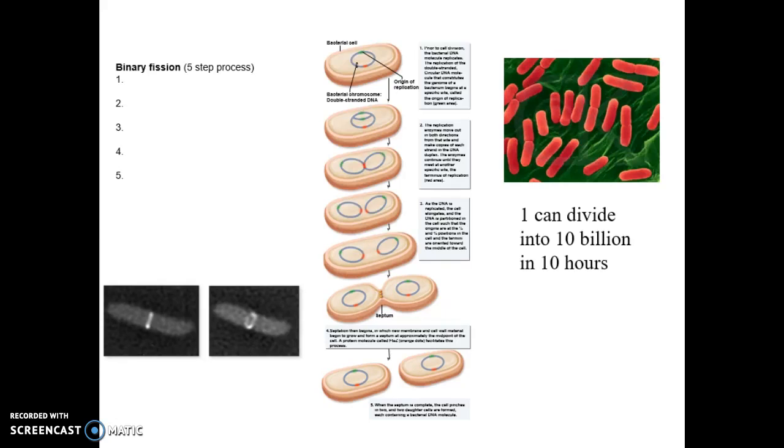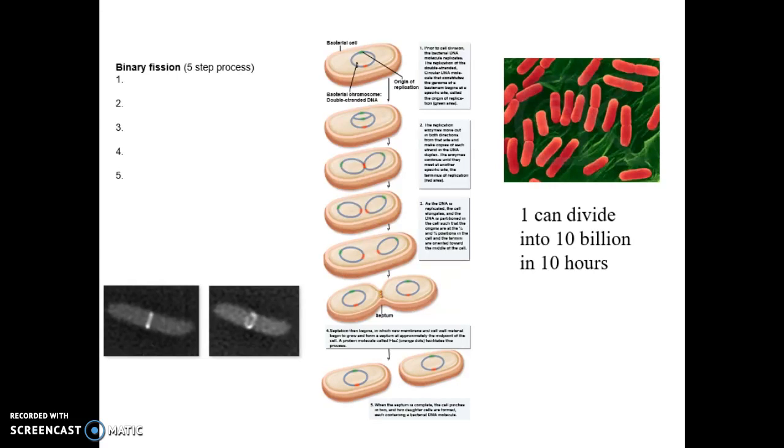As it elongates during the second step, it's starting to pull the DNA loops apart. As it moves to the third step, the DNA loops will actually split and get pulled to opposite sides of the cell. That way one loop goes to the right side, one loop goes to the left side, and the DNA is physically separated from each other.